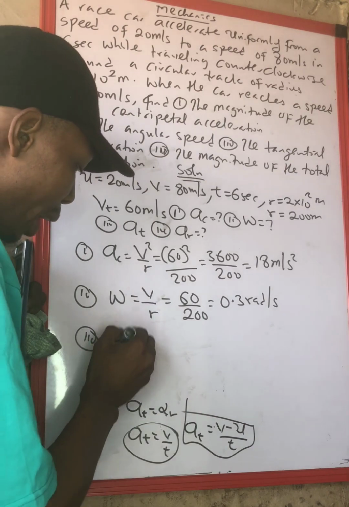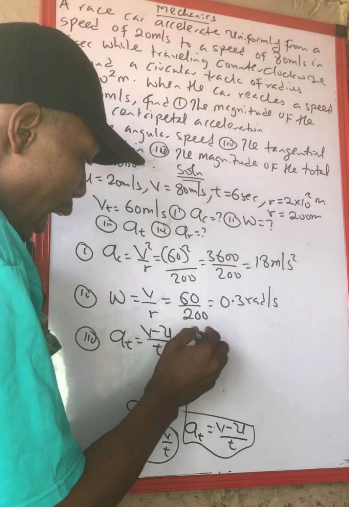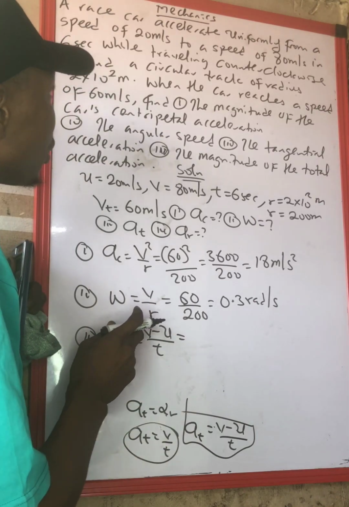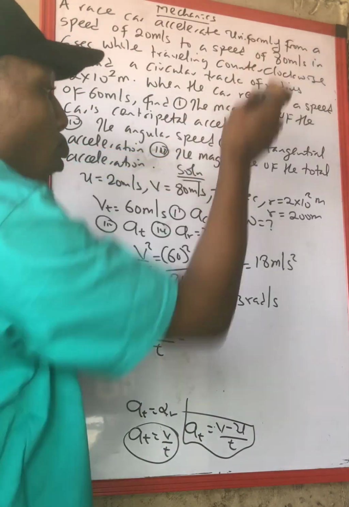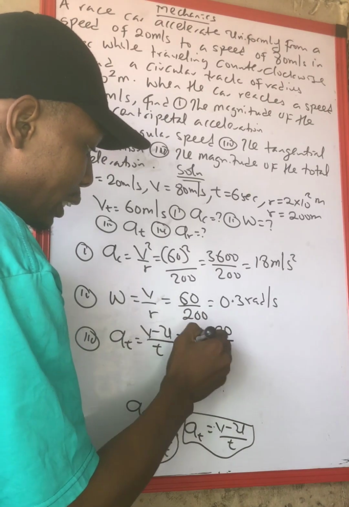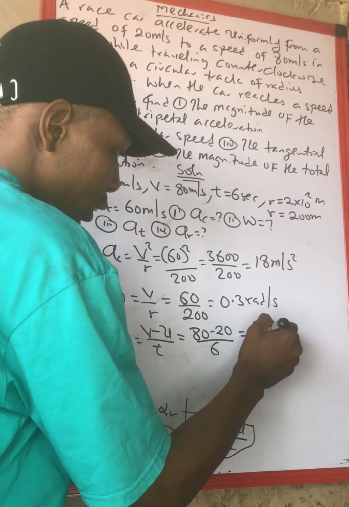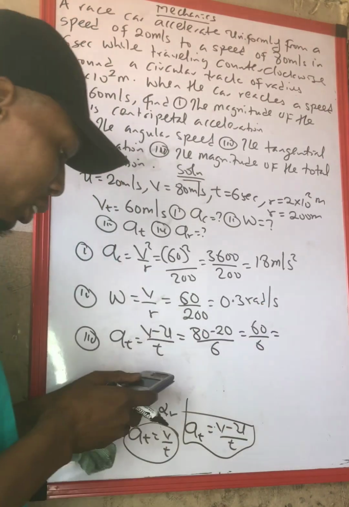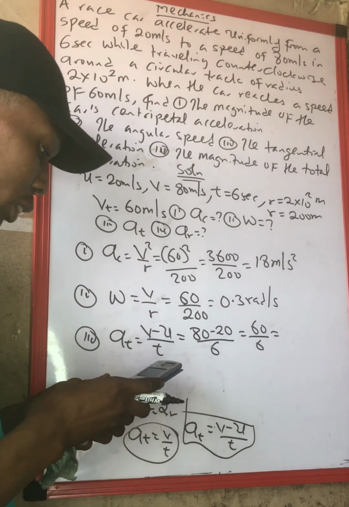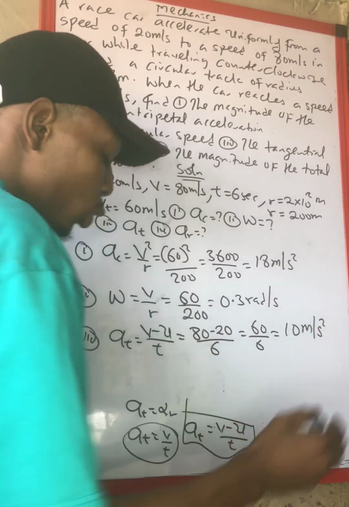Now this time around, the only formula that can work out from there is this. So from there, our AT is equal to V minus U over t. And this time around, we have to make use of which velocities, which is 20 and 80. So it gives us 80 minus 20, then all over 6. And 80 minus 20 is going to give us 60 over 6. And 60 divided by 6 is going to give us 10 meters per second squared.